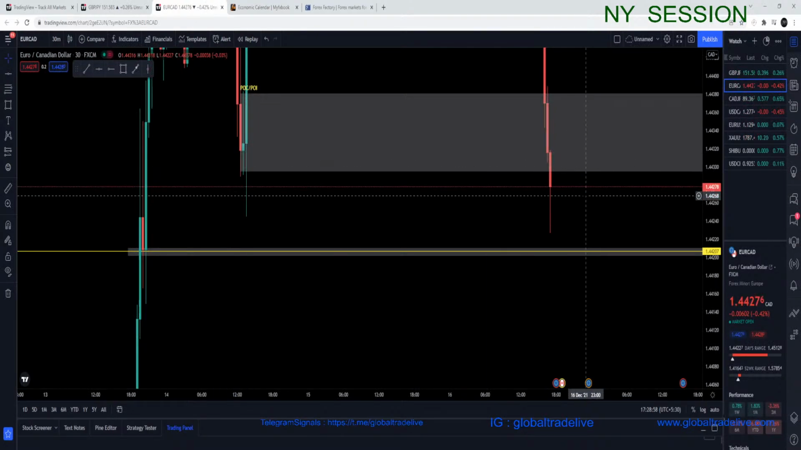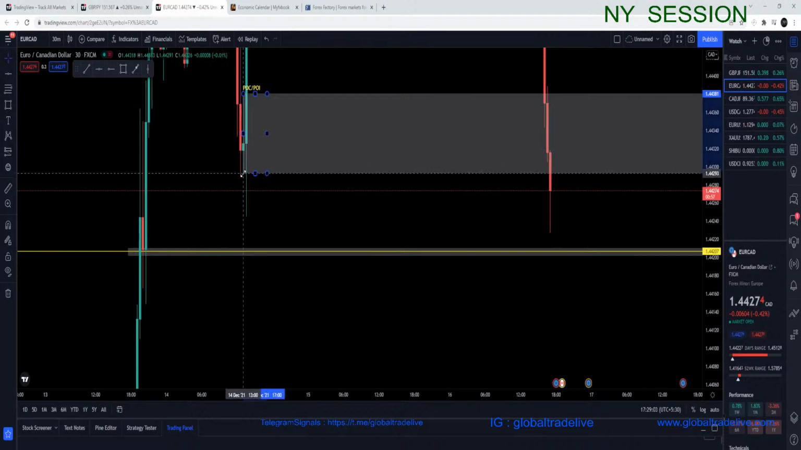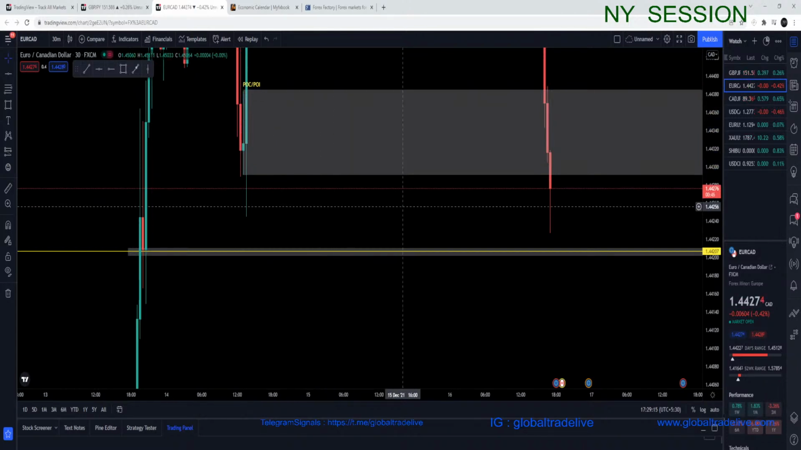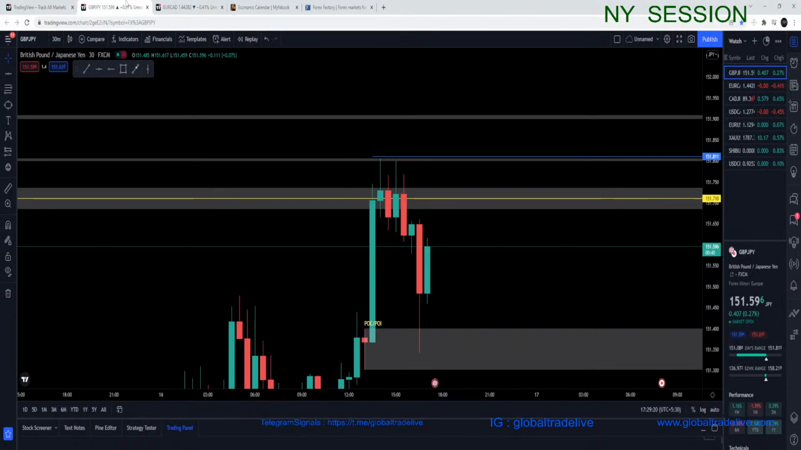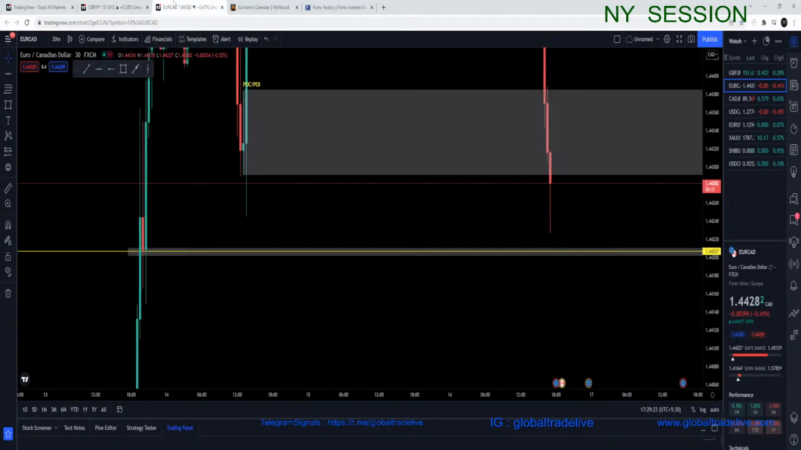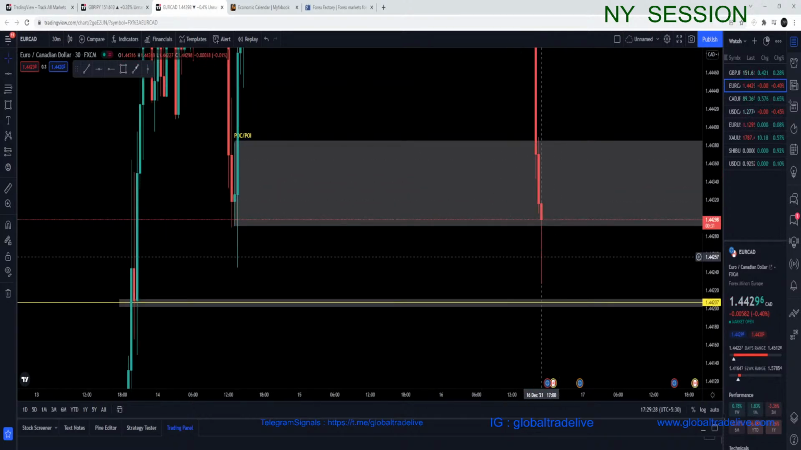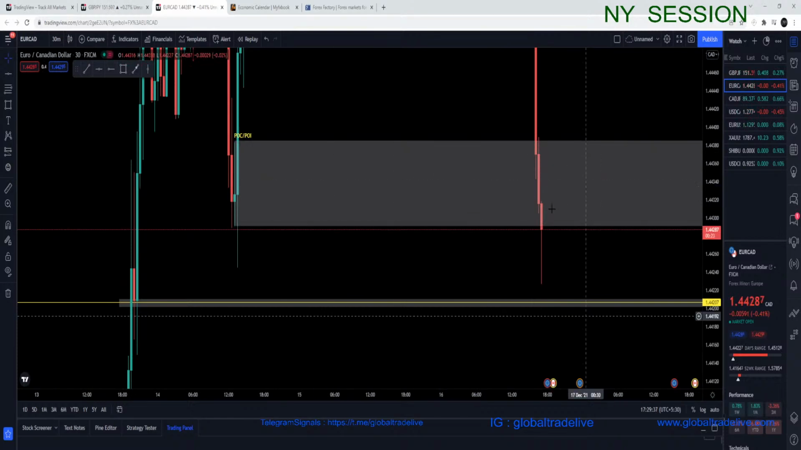Oh, EuroCAD is rejecting the lower prices. I hope this will close back inside this area. Oh, nice. So look, the 30-minute candle just went inside that area, and I really hope that it closes above, inside this zone. I really hope that will happen.